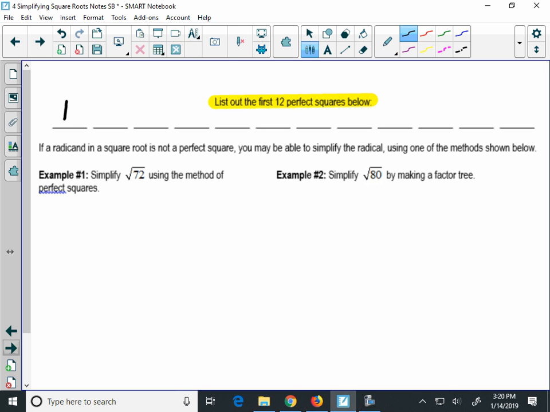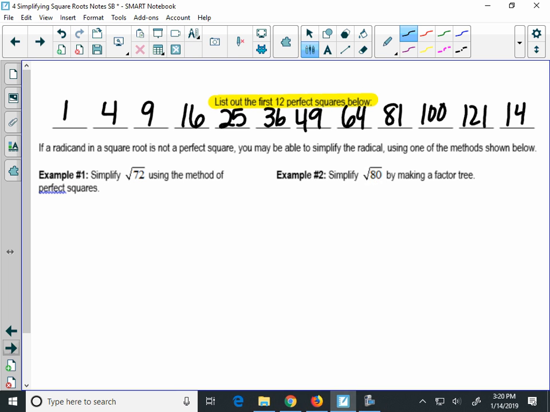So 1 squared is 1, 2 squared is 4, 3 squared is 9, on and on, 16, 25. I'll write the rest of them down here for you. You can obviously use your calculator, but you should be able to look at 36 and say perfect square. The square root of 36 is 6.